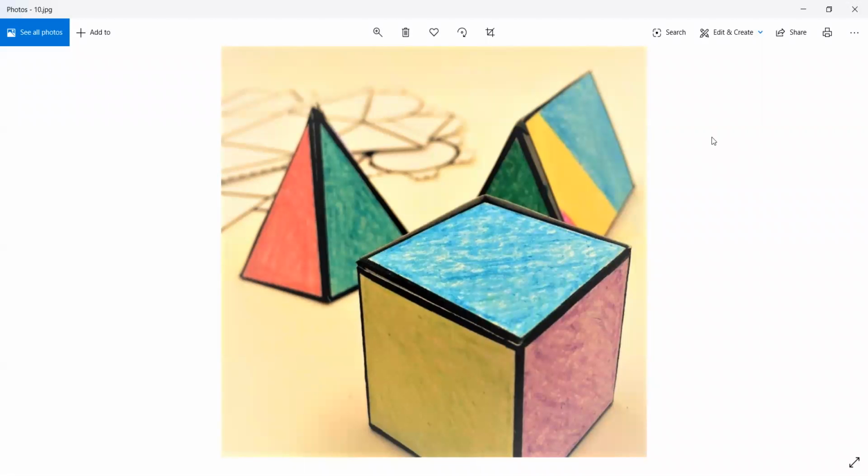Hello everyone, welcome to the second part of this video which deals with the conceptual problems of solid geometry. In the first part of the video we discussed five conceptual problems that deal with the basic concepts of solid geometry. In this video, we'll discuss another five problems that will help you crack your entrance examinations for the intermediate level.